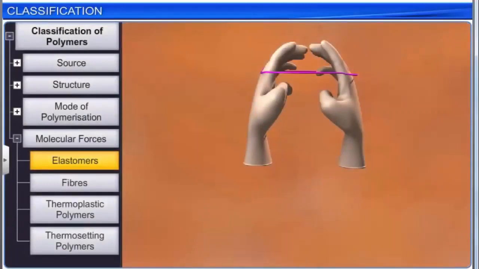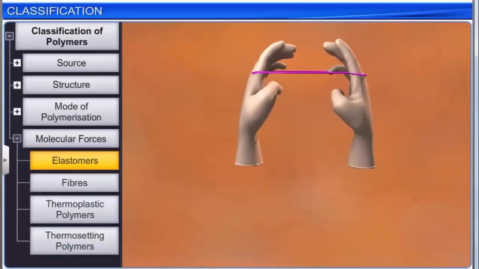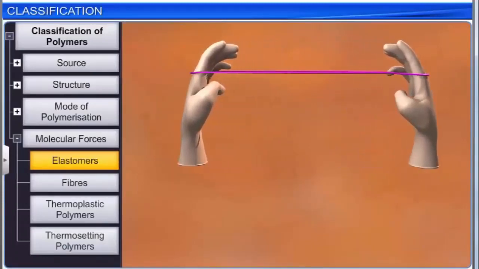Elastomers are rubber-like solids with elastic properties. An elastomer can be stretched to many times its original length. It snaps back to its original length when the external force is released.